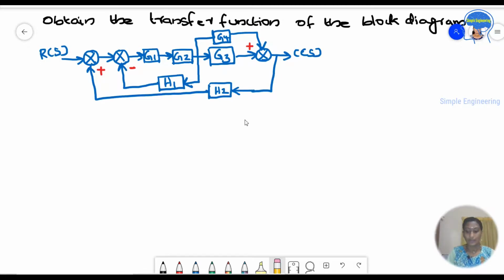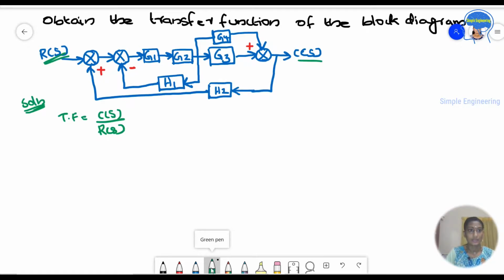So as we know, the transfer function means C of s by R of s, the Laplace transform of the output over the input. This is your output and this is your input. So in order to find C of s by R of s, you have to reduce this block diagram. First look into the block. What all rules can we apply over here?